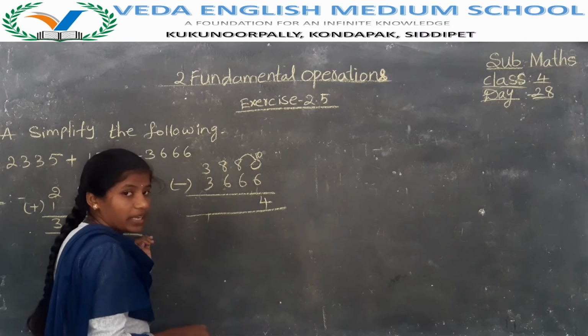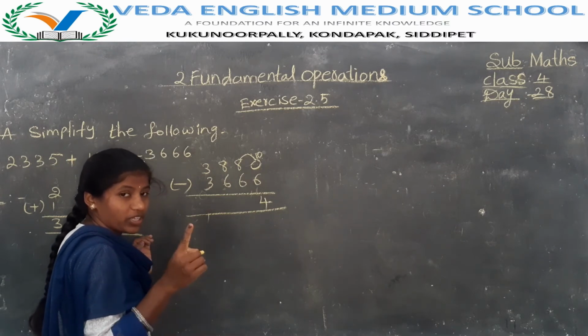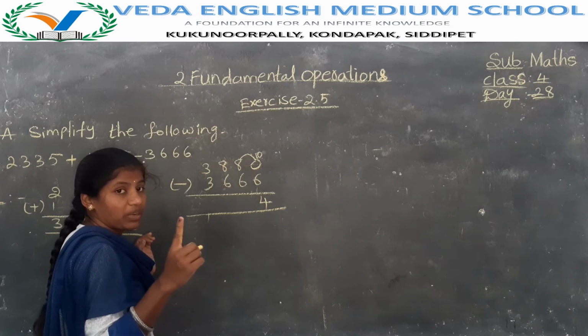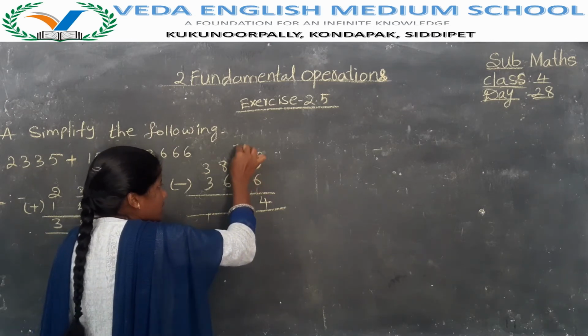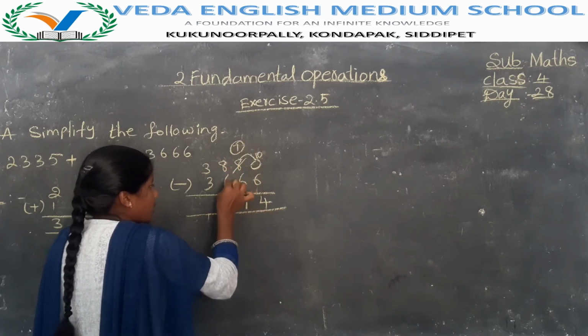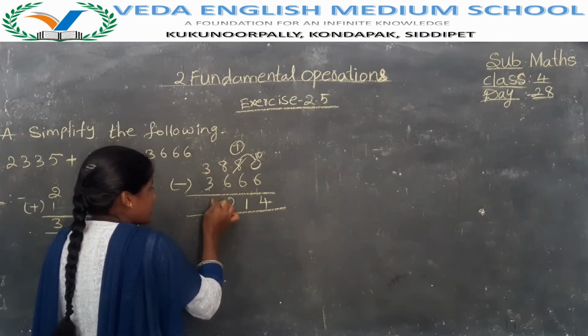8 will become 7. When we take a borrow from a number, that number decreases by one, right? From this 8, if one decreases, 8 will be 7. 7 minus 6 is 1. 8 minus 6 is 2. 3 minus 3 is 0.